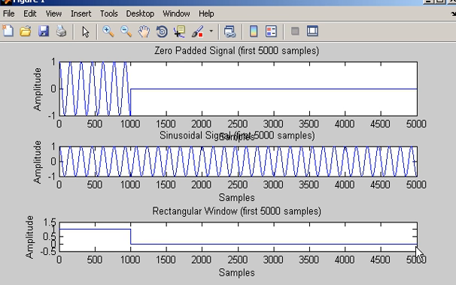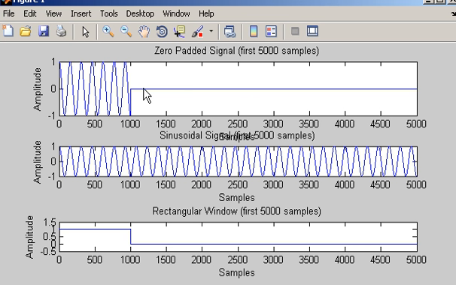Now a good way of thinking about a zero padded signal in order to understand windowing is to think of it as being a sinusoidal waveform, this middle waveform, being multiplied by this lower waveform, or this rectangular window function. If you multiply that lower waveform by the middle waveform, you get your zero padded signal. And this is sort of key in order to understand what's happening in windowing.